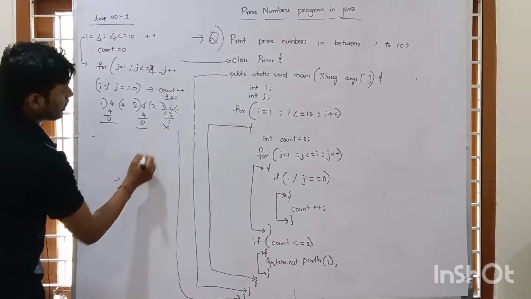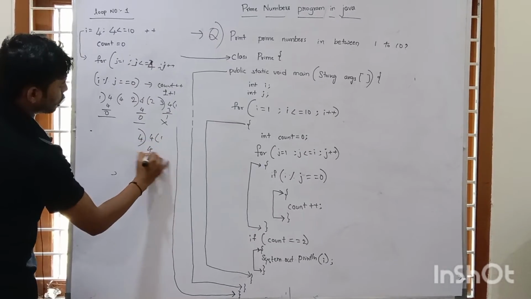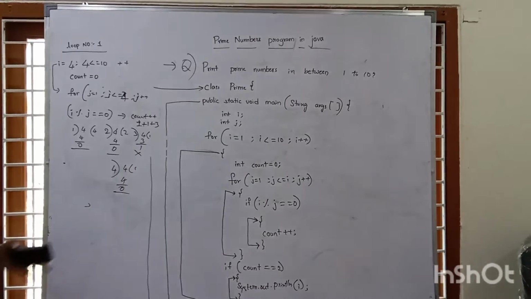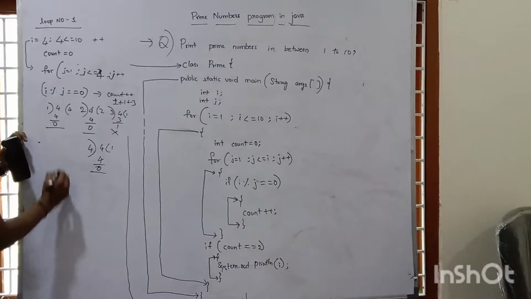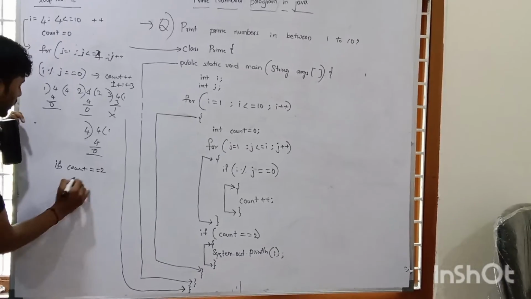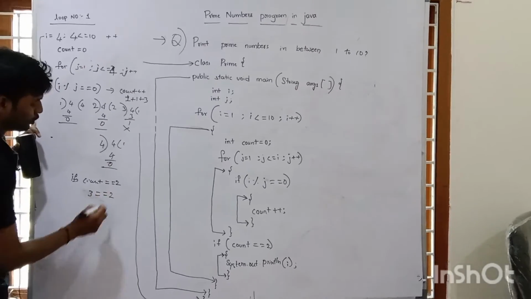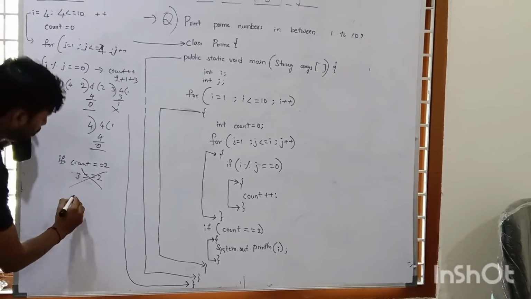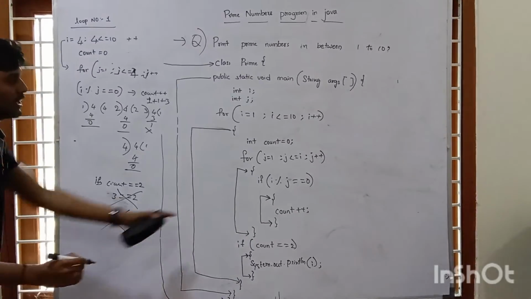So here count will not be incremented, and again j will become 4. 4 ones are 4. What is the remainder? 0. So here if count equal to 2, but we got our count value as 3. Is 3 equal to 2? No, the condition is false. So 4 is not a prime number. So 4 will not be printed in the console.